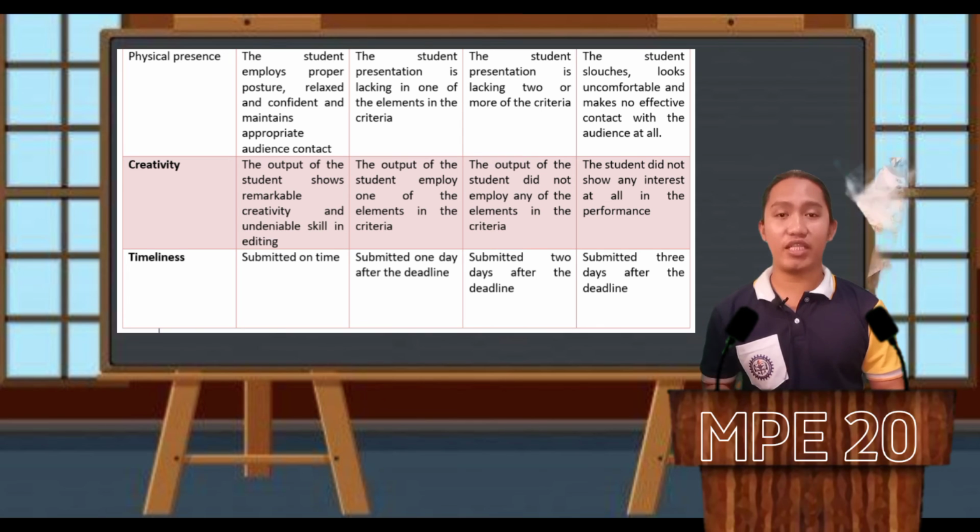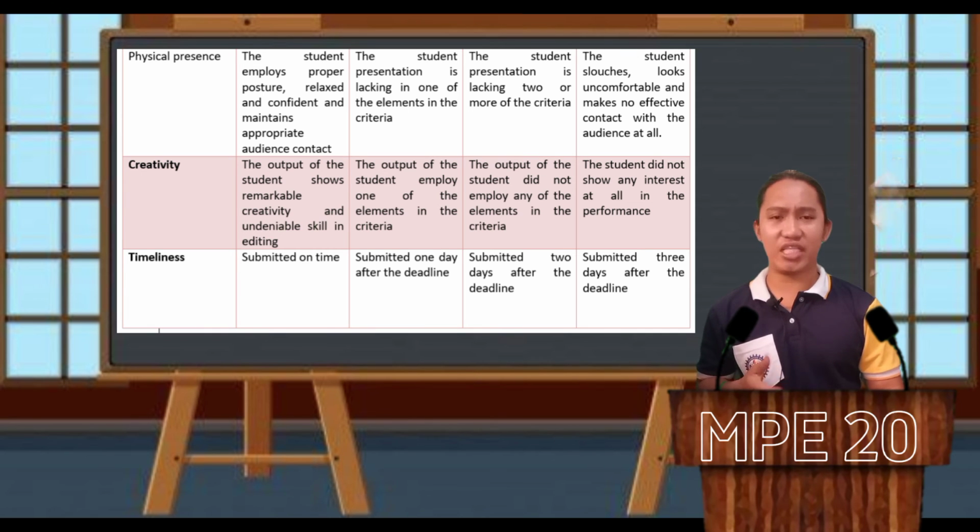And next, of course, creativity. Every student must possess creative thinking. You have to think more deeply, be more passionate, more creative when it comes to doing your activity. Hindi lang siya basta ginawa. You have to put effort in it. So when it comes to effort, it relies on physical and mental effort, of course. The output of the students shows remarkable creativity and undeniable skill in editing. Given the fact that it is a video, you must adhere to good editing skills. You must put creativity when it comes to editing.